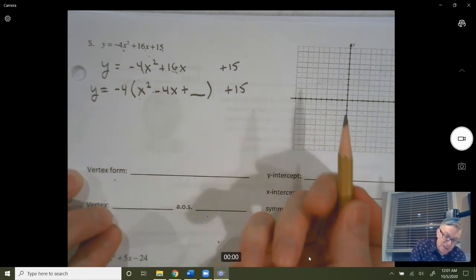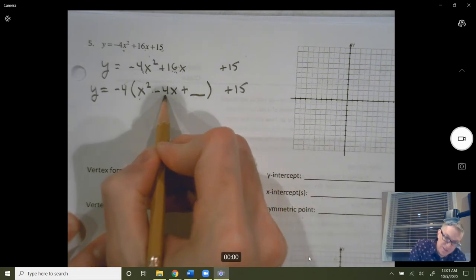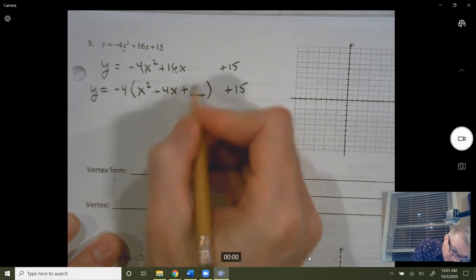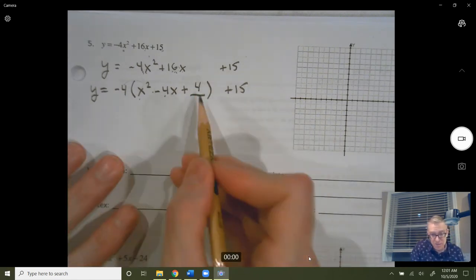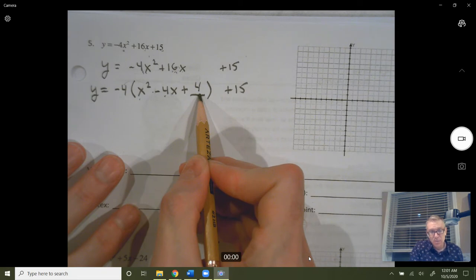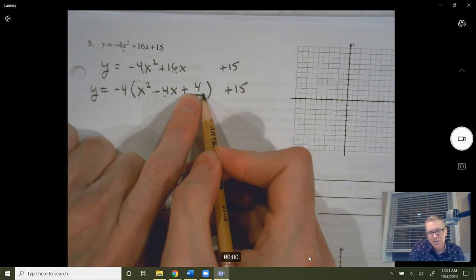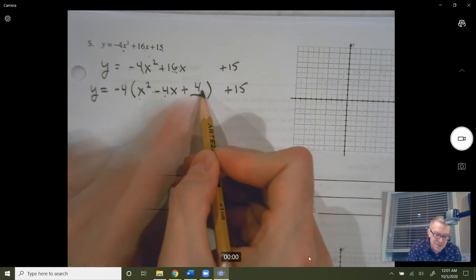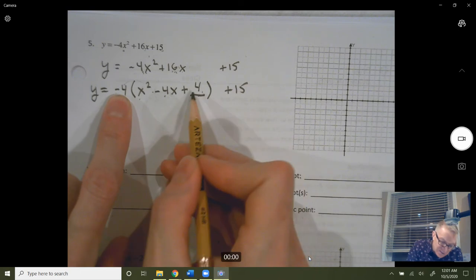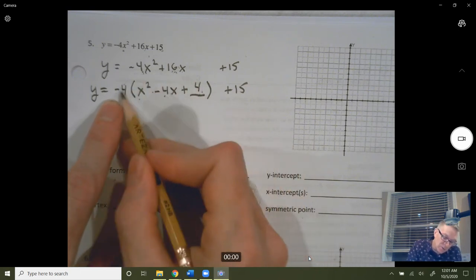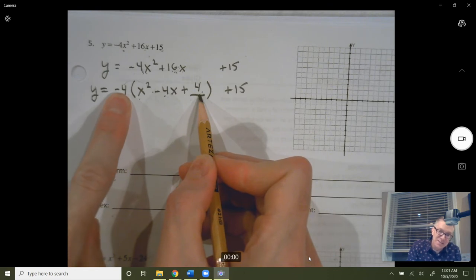That looks good. Now to complete the square, remember what you do. You take the half of this and square it. Half of this is negative 2, square it, positive 4. Now we have to be careful because we just added something to the right side of the equation. We just changed the equation. Okay, did we add 4? Well, yeah, we added 4, but we added 4 inside parentheses that's being multiplied by something else. So in effect, we really added 4 times negative 4. We really added a negative 16, or we subtracted 16.